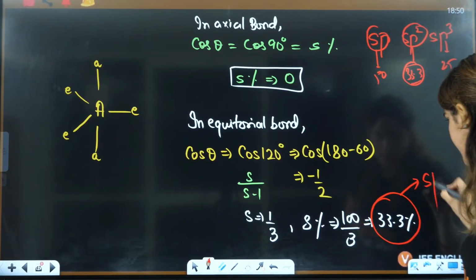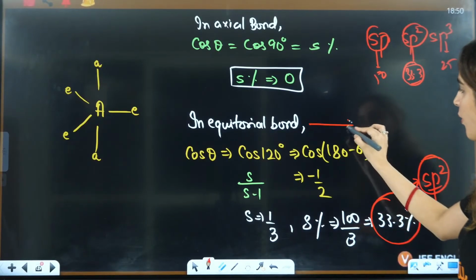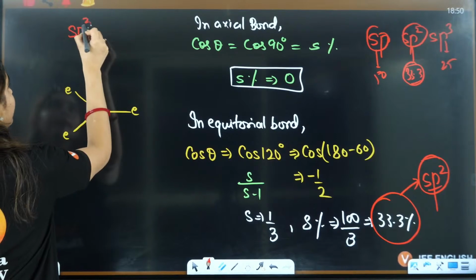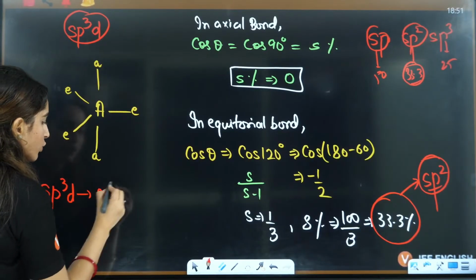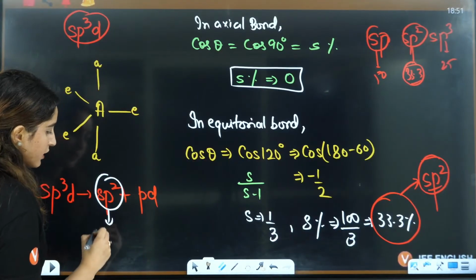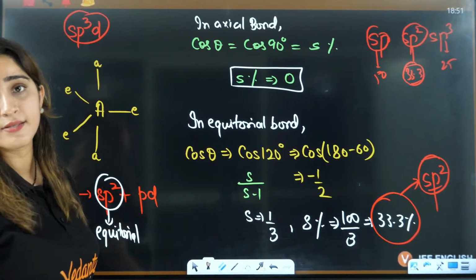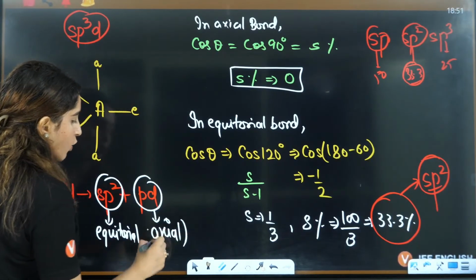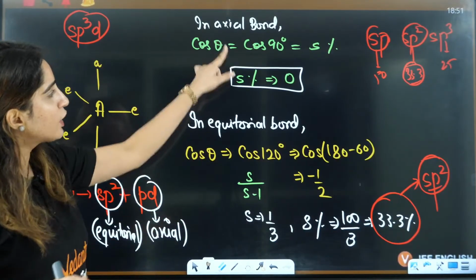So can I say this is the same percentage as sp2? That means in sp3d, the hybridization is divided into sp2 and pd. This sp2 is actually the equatorial bond that we have just calculated; it comes out the same as sp2. And pd is defined on the axial, and we can see here also it is 0: there is no s character here, pd has no s, and here also it is 0 s character.